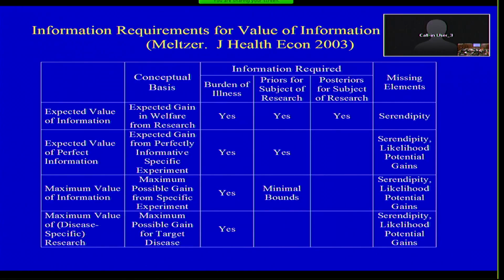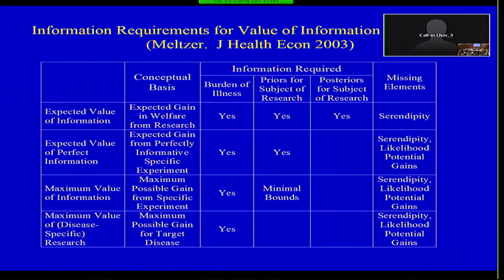Okay, now in doing those calculations, you need a fair bit of information. And the ideal calculation really is what's shown in the top line here, which is the expected value of information, which is the expected gain in welfare from research. And in order to know that, you need to know the burden of illness. So, what's the harm you're considering?